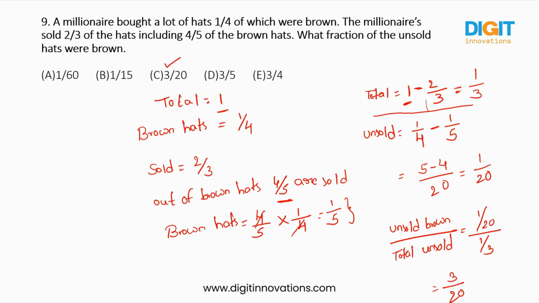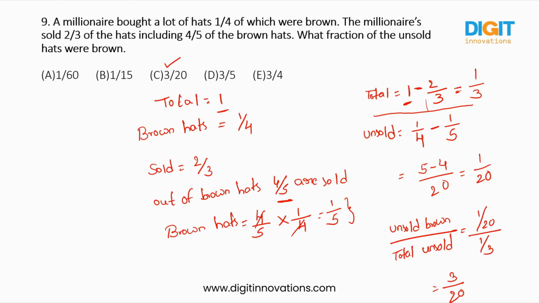See, I'll explain again clearly. First, I took an assumption of total hats as 1. In that, I got to know from the question that 1 by 4 are brown hats. And I also have the information regarding how many got sold, which is 2 by 3. In that 2 by 3, 4 by 5 are brown hats, we got to know. That means 4 by 5 of the sold hats were brown.